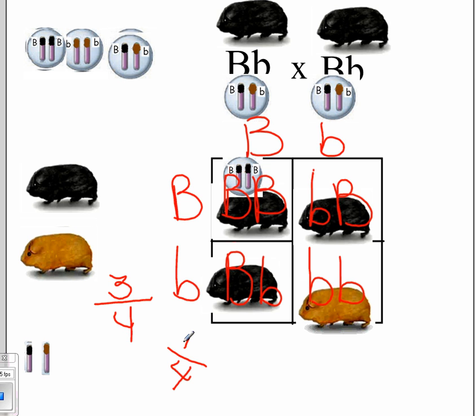Now, genotype. There's still a combination of 4. What is the possibility that it's going to be homozygous dominant? 1 out of 4 for homozygous dominant. What's the possibility it's going to be heterozygous? 2 out of 4 or 1/2. What's the possibility that it's going to be homozygous recessive? 1 out of 4. All right, does that make sense? Good.